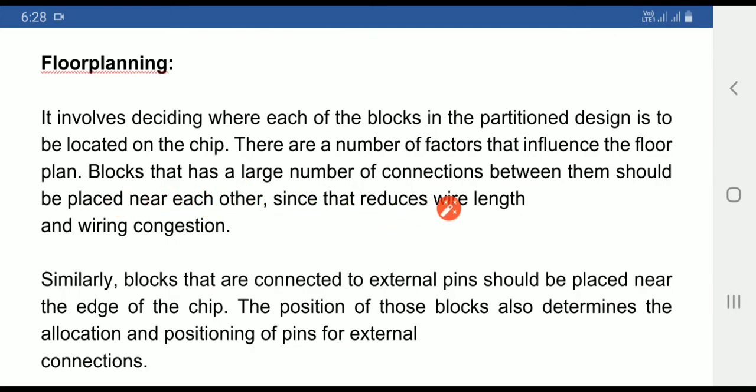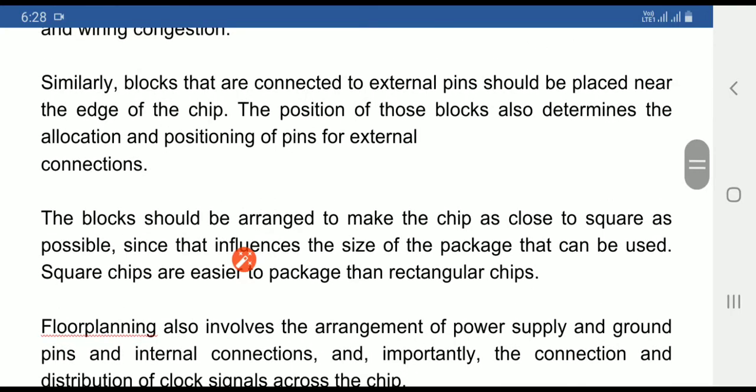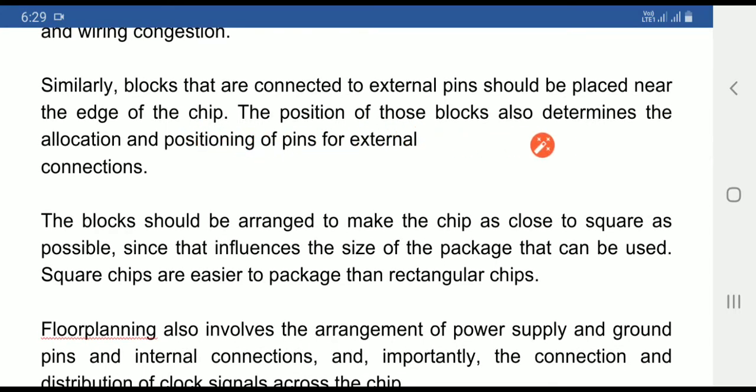The blocks that have a large number of connections between them should be placed near each other, since that reduces the wire length and wiring congestion. If two blocks share a maximum number of interconnecting wires, they need to be placed near each other. The next rule is that blocks connected to the external pins should be placed near the edge of the chip, because they are connected to the external world, that is input-output devices. The position of those blocks also determines the allocation and positioning of pins for external connections.